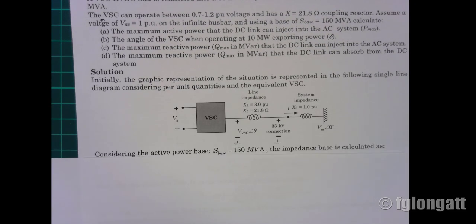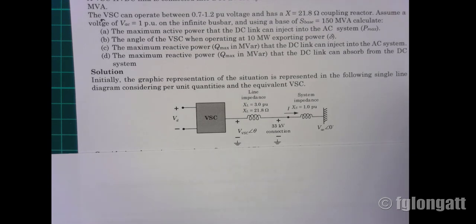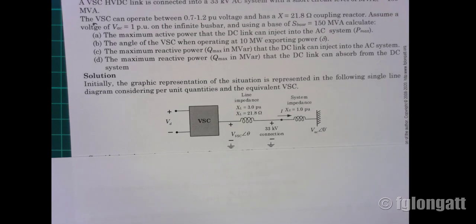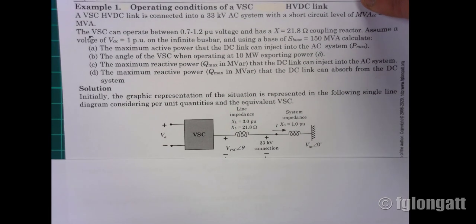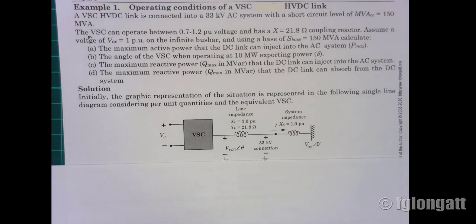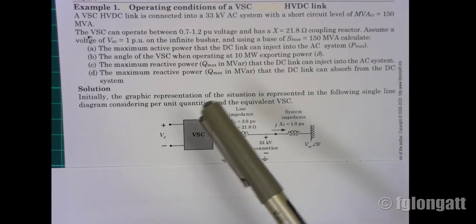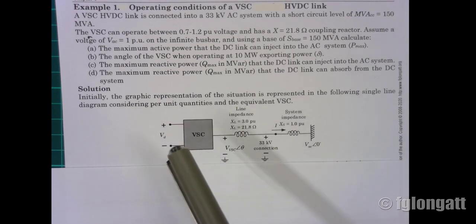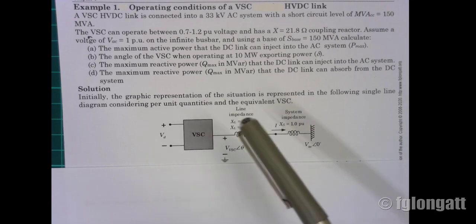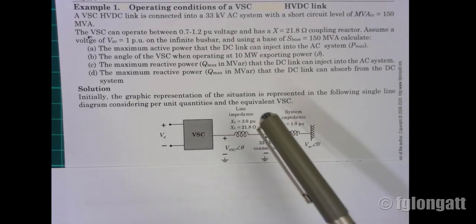As usual, I highly suggest to my students that the first step must be creating a graphical representation of the problem. What is the graphical representation of this problem? Well, as you can see, we have here the DC link. We have the voltage source converter. We have a line that is connecting to the system.